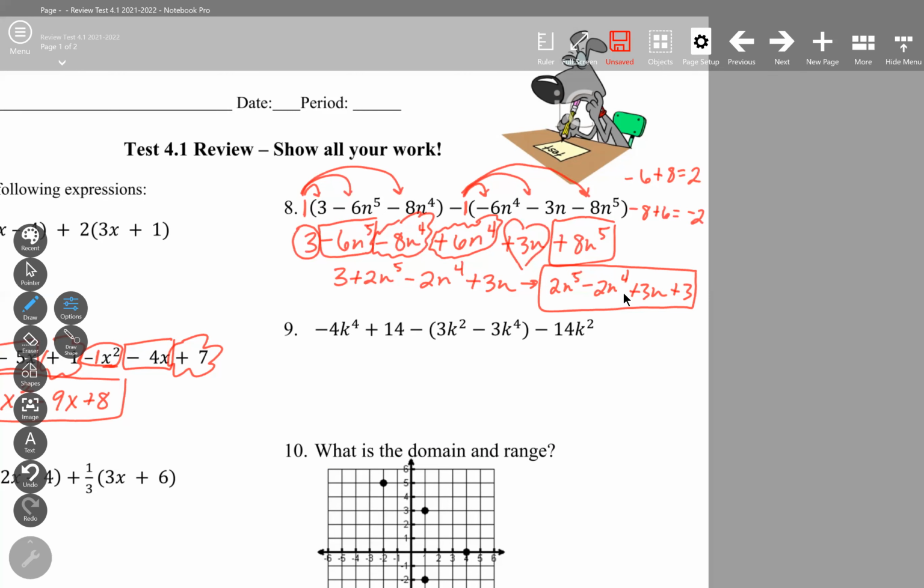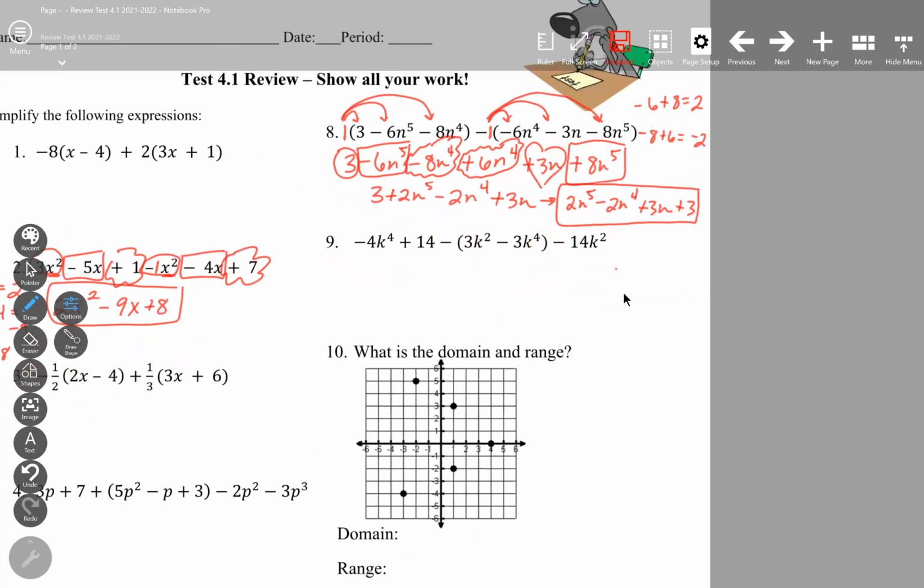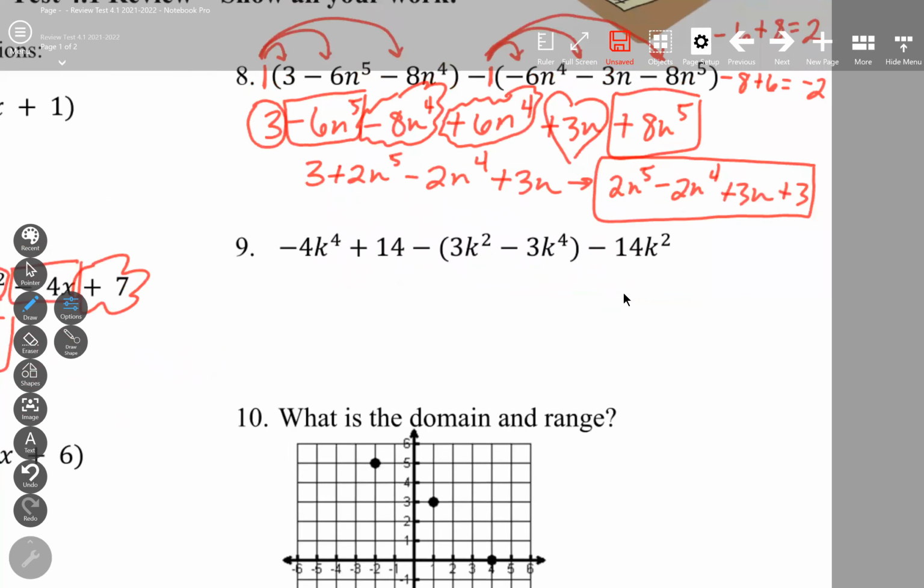Okay, next kind of problem I'm going to go over. I'm not going to go over the entire problem, but I'm just going to give you a little hint, a reminder, like on number 9.